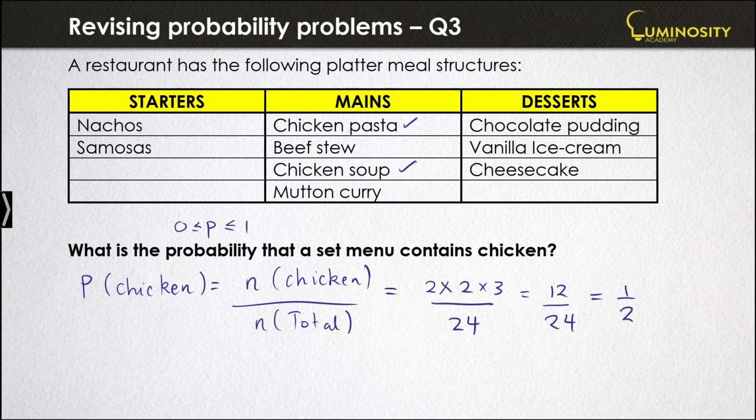So there's a 50% chance that when you order your meal with these 3 different structures, you will have a chicken component to your meal, mainly in the main dish section. That seems pretty intuitive because of the mains, there were 4 and only 2 out of the 4. So a 50% chance, a half chance of you having chicken was plausible, as your starter and dessert options were not limited or restricted.